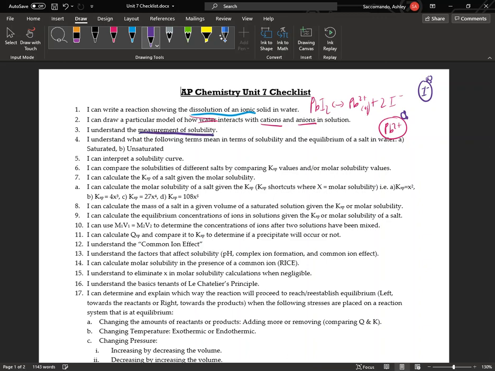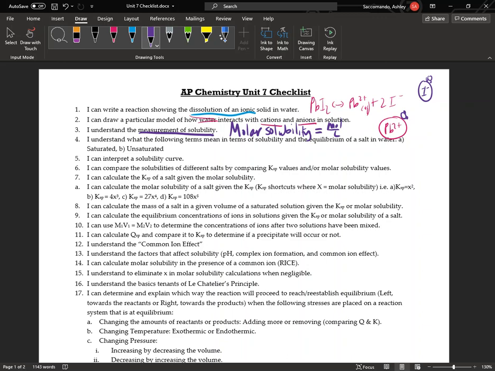Understand the measurement of solubility. Does everybody truly understand what we mean by solubility? Solubility reference is molar solubility. That's one way to do it. And how do we measure molar solubility? What is the measurement of molar solubility? Yes, molarity. So that's just moles over liters.